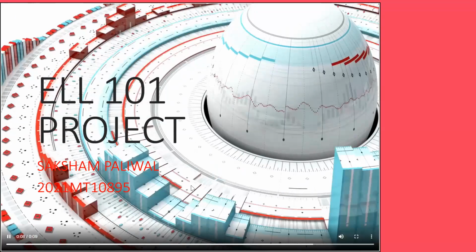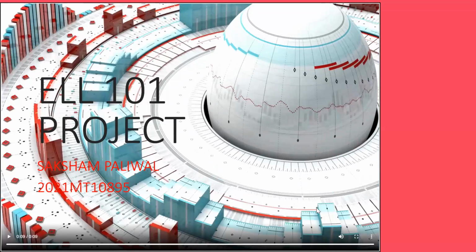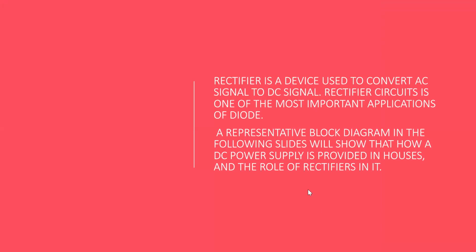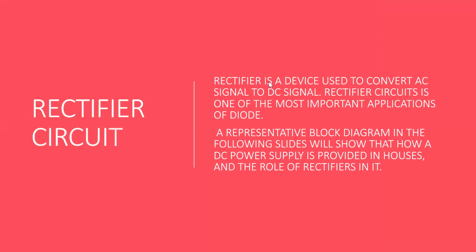So today I am going to present an electrical project. I have made the electrical project on rectifier circuits. A rectifier is a device used to convert an AC signal to a DC signal. Rectifier circuits are one of the most important applications of the diode.